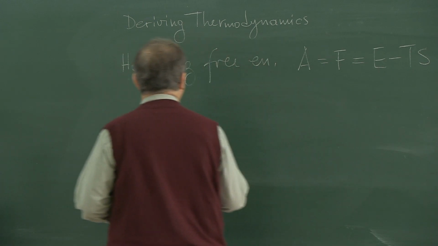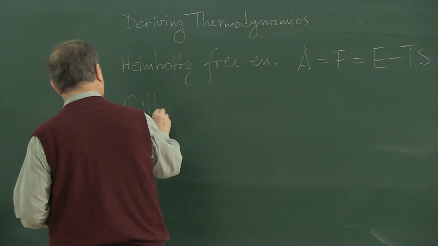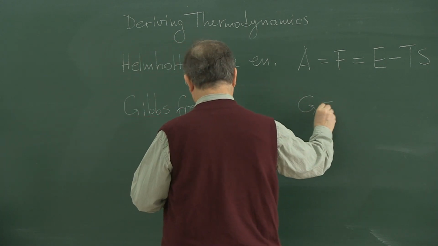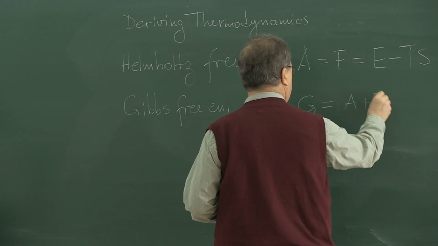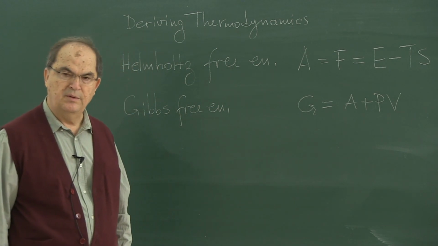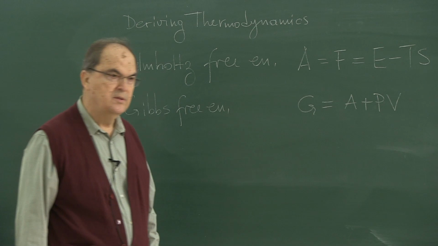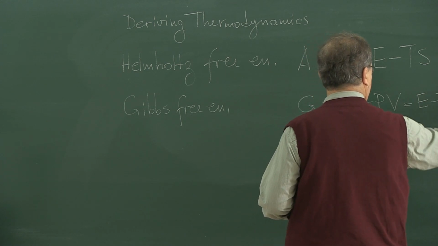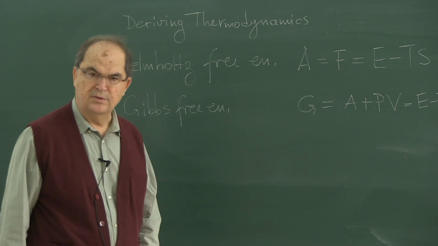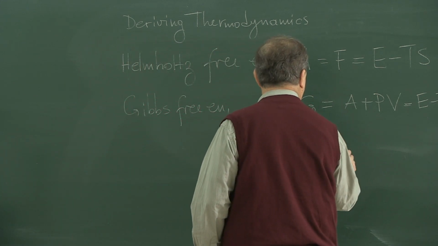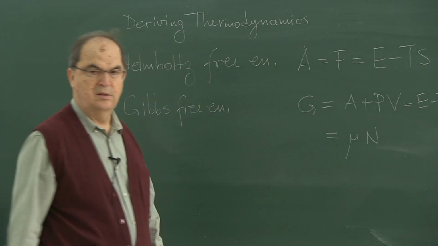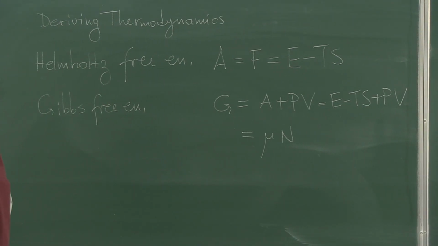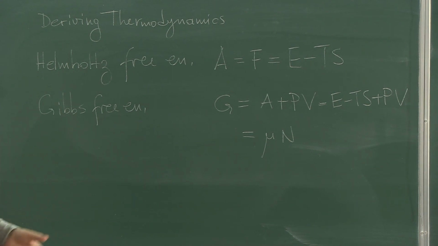Recall this. Gibbs free energy, G, is defined as A plus PV, or E minus TS plus PV. That's the definition of Gibbs free energy. And you already knew or learned that this is mu times N. So that's also another way of looking at the chemical potential as Gibbs free energy per particle. Mu is G over N.